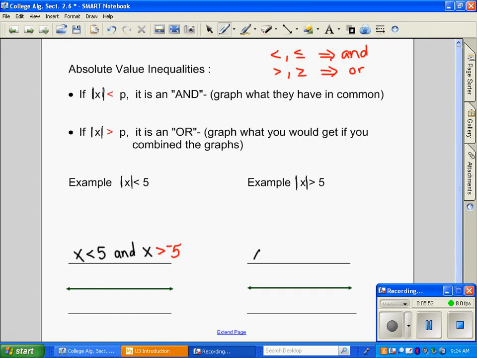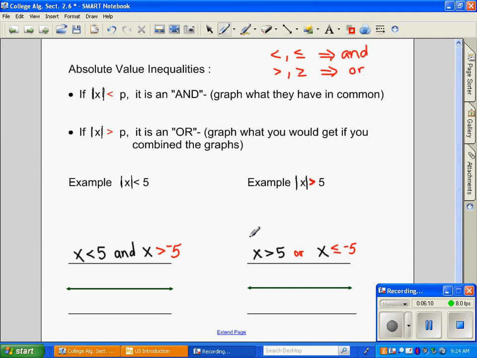Then, if we look at example 2, when we look at this one, we're going to do X is greater than 5. You write it one time exactly the same. And then the second time, you're going to flip the inequality and make it a negative. Now, since this one's pointing to the right, it's an or problem.